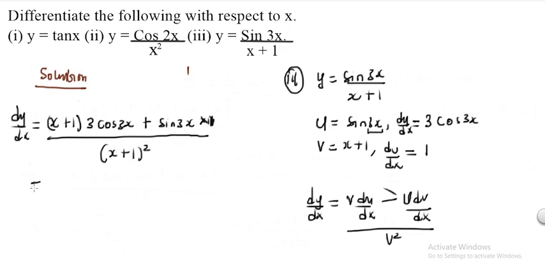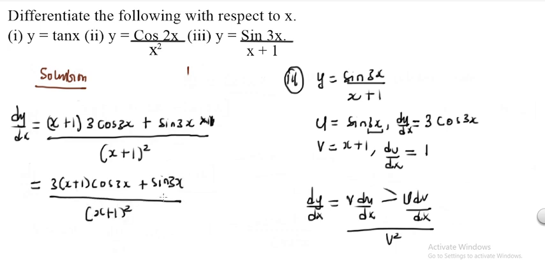Now this is equal to, if I say x plus 1 bracketed times 3 cos 3x, I can write it as 3 open brackets x plus 1 cos 3x plus sine 3x times 1, which is still sine 3x, divided by open brackets x plus 1 squared. I can leave it like this, or I can decide to simplify it, but I'll leave it like this. So this is simply the answer to this question.